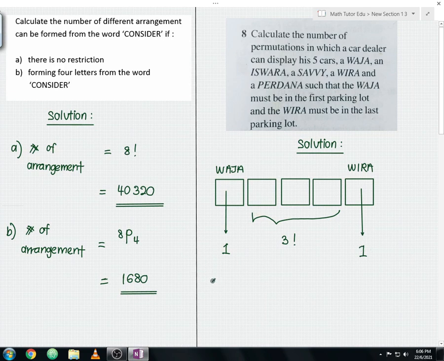So from here the number of arrangements will be equal to 1 times 3 factorial times 1. Okay, you calculate this, you should be getting your final answer, which is 6. So you only can have 6 possible arrangements when you impose a condition where Wajah should be in your first parking lot and Vira should be in your last parking lot. Okay, let me underline the solution for the second question.